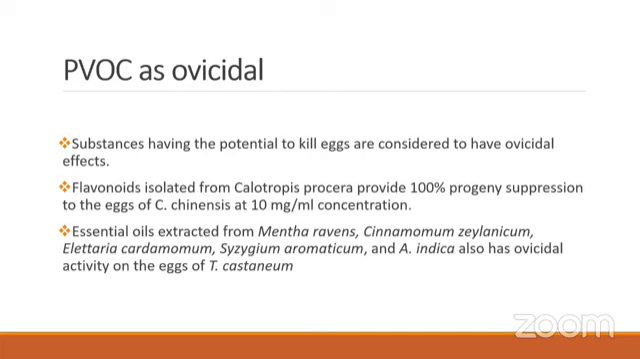Plant volatile organic compounds even act as ovicidal in nature. Okay, so what does ovicidal mean? Those substances which have the potential to kill eggs. So that would be called ovicidal, that can kill eggs. In this case, we have found flavonoids isolated from Calotropis, which provide 100% progeny suppression, means they kill all the eggs, in a particular experiment which has been conducted. When the flavonoids isolated from Calotropis were used on the eggs of Callosobruchus chinensis, that provided 100% progeny suppression. So this is also a good option.